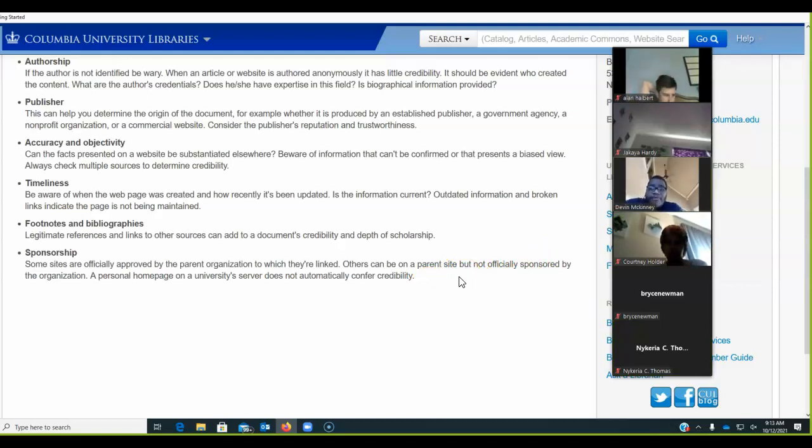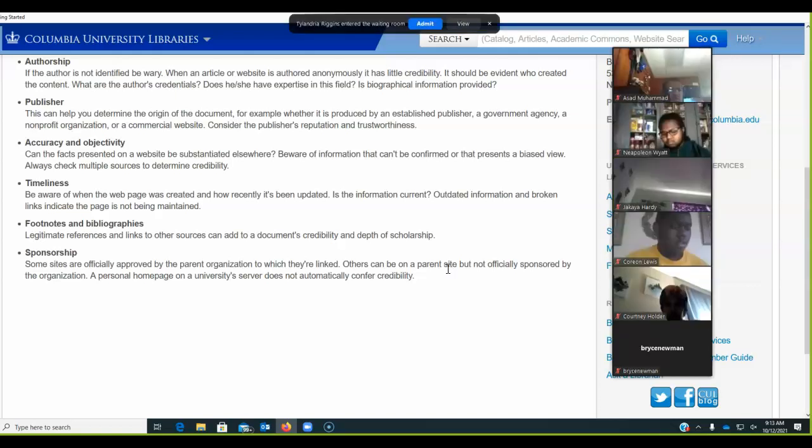Some sites are officially approved by the parent organization. Others can be on a parent site, but not officially sponsored by the organization. A personal homepage on the university server does not automatically confer credibility. So if something is sponsored by a university, that's credible. But if something is sponsored just by an individual instructor at that university, it may not have the university's seal of approval, right?